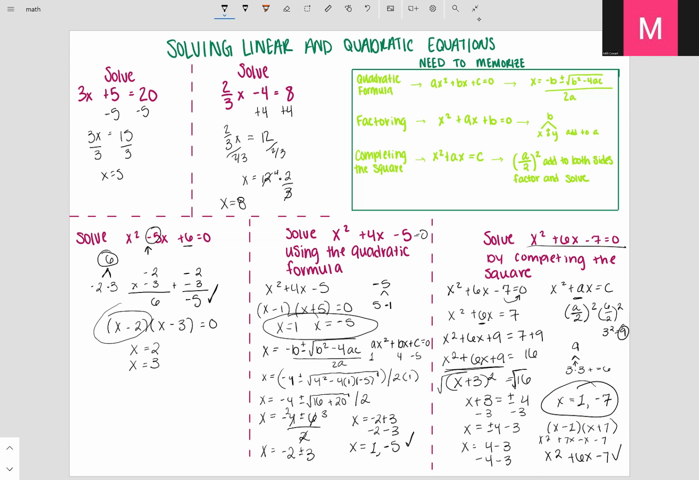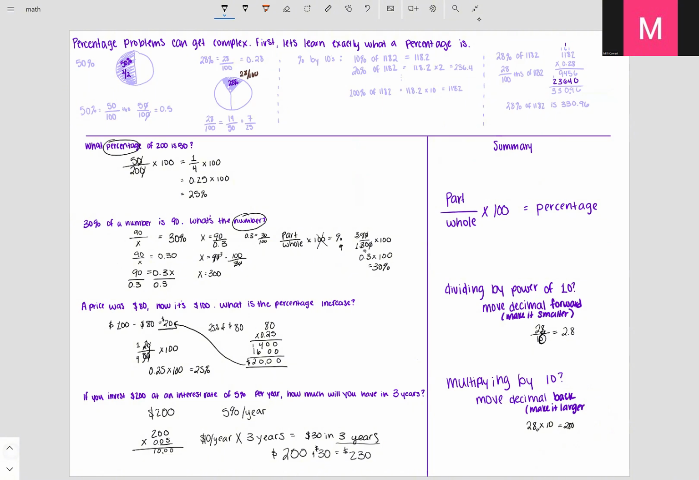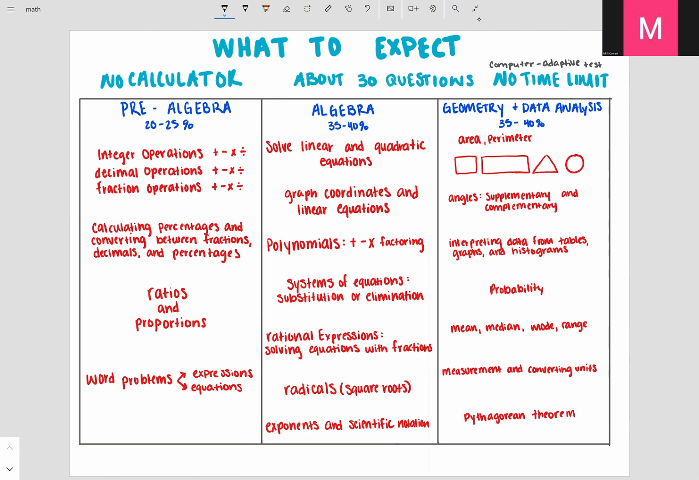All right, so next, we'll go to graphing coordinates and linear equations.